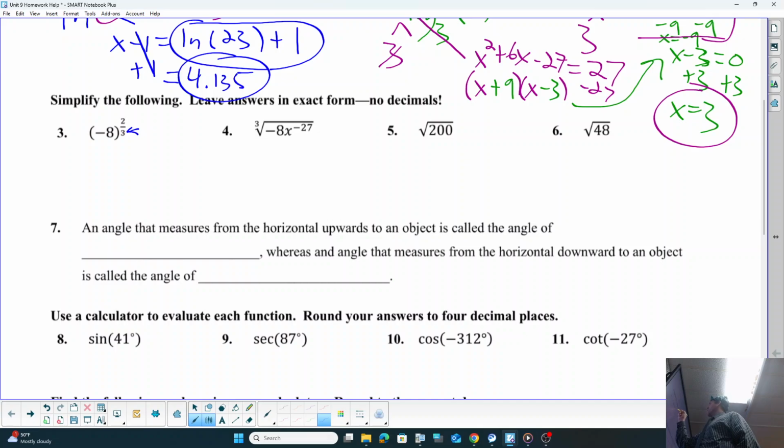Well, 3 is the root and 2 is the power. So we're going to go ahead and take negative 8 and power 2 it, and then we're going to cube root it. And negative 8 times negative 8 is positive 64.